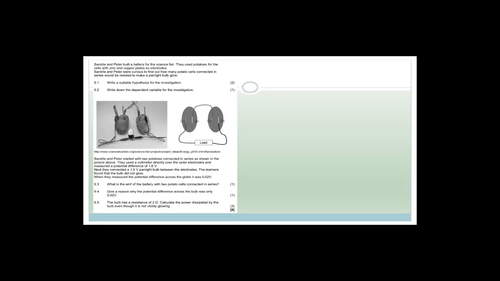I would say you're measuring the brightness of the light bulb. Okay. Now it says, Sandile and Peter started with two potatoes connected in series as shown in the picture above. They used a voltmeter directly over the electrodes and measured potential difference of 1.6 volts. Wow, that's pretty impressive. Next, they connected a 1.5 volt main light battery between the electrodes.